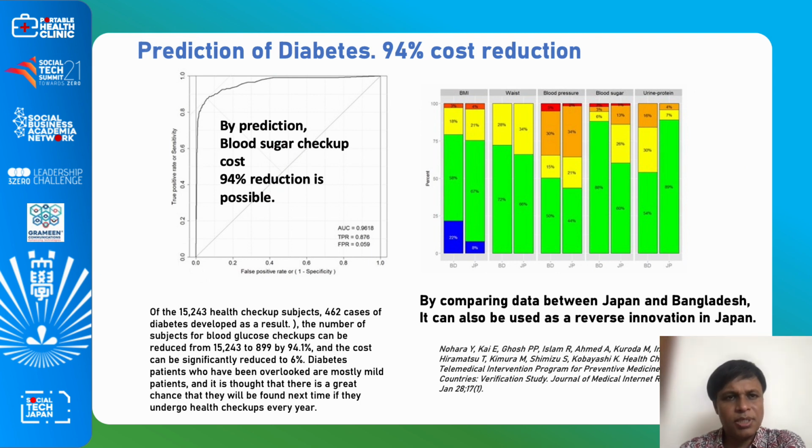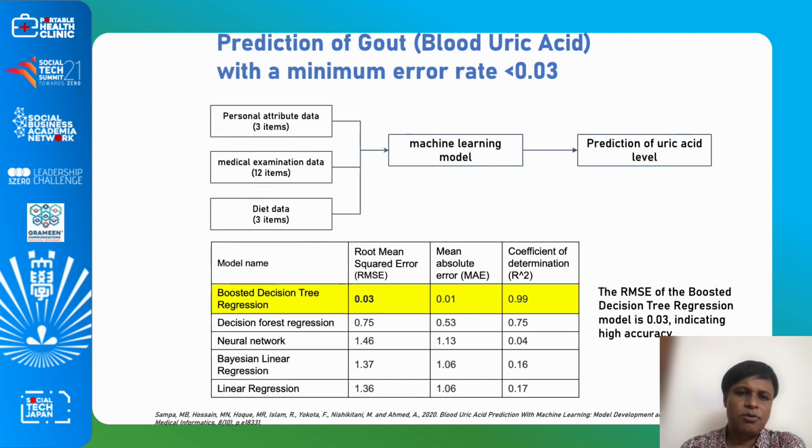We tried to predict diabetes, and we found that if diabetes can be predicted, we can reduce 94% of the cost. Also, we tried to see the pattern between Bangladesh and Japan, to see whether the prediction model in Bangladesh can work in Japan. But of course, the regional characteristics are different, so it may not fit directly, but we want to try it in Japan as well. Also, we tried the prediction of blood uric acid, and we found that we can predict blood uric acid with a very minimum error rate, which is less than 0.03.